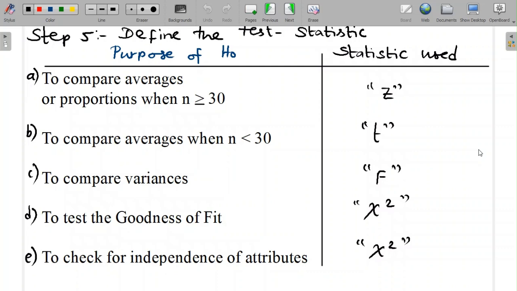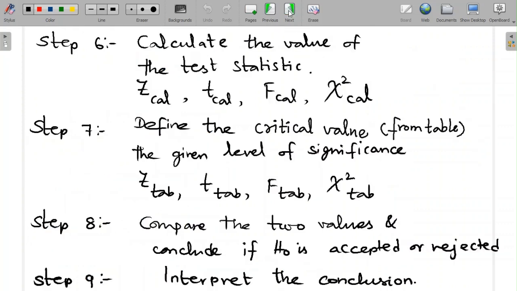To compare variances, we use the F test. To check the goodness of fit or the independence of attributes which are part of the sample, we use the chi-square test in both cases. Step 6 will be to calculate the value of this test statistic. This calculated value we refer to as zcal, tcal, fcal, or chi-squared cal. And then we find out the corresponding critical value, the boundary that separates the critical region from the confidence interval. We call the corresponding critical values z-tab, t-tab, f-tab, or chi-square tab.